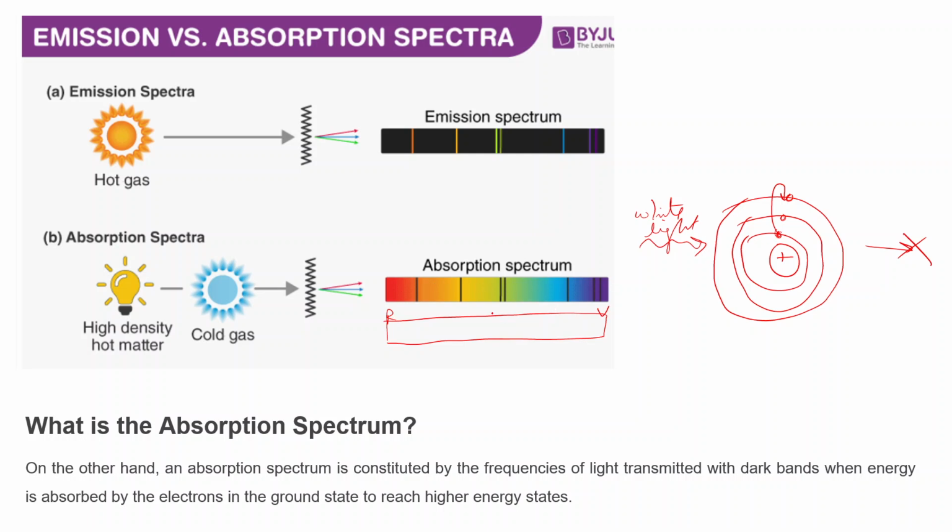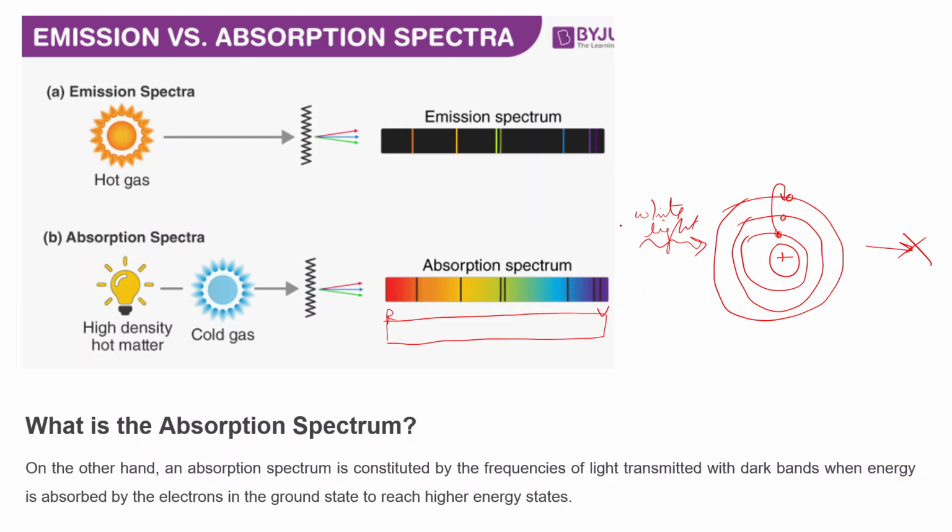But if I keep a sample in between, then because of this particular thing that I explained, the electron of that atom of that sample will absorb some particular wavelength, which is equal to the energy difference here, and go to the excited level. So that particular wavelength will be missing. Then the spectra that we get is known as absorption spectra.